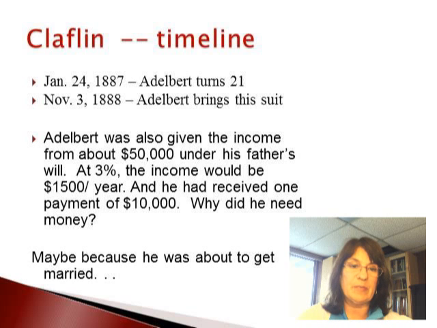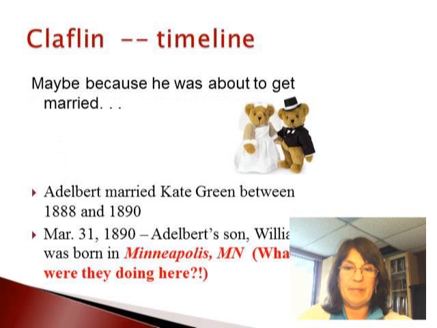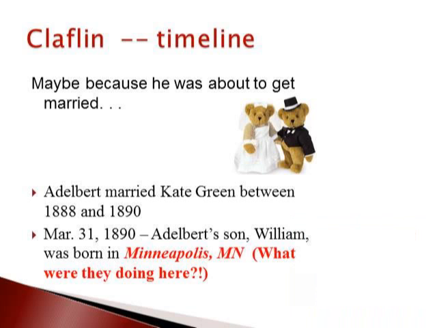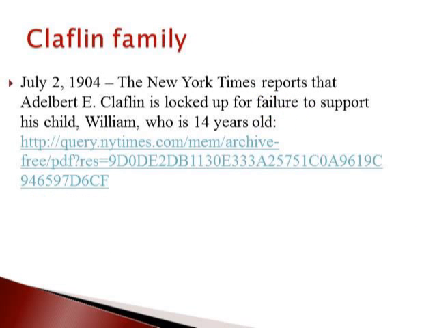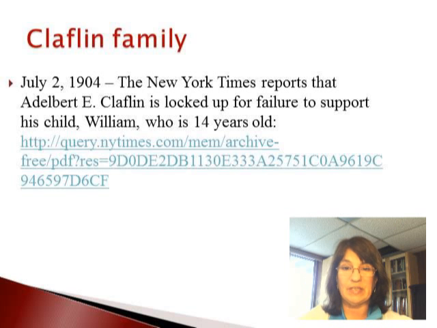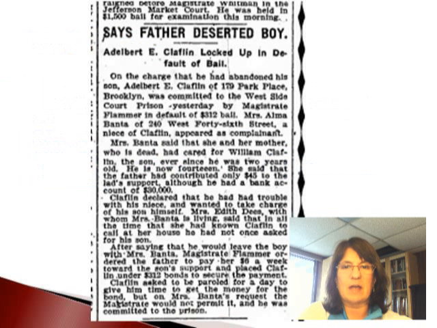Well, it turns out he was about to get married. He married a woman named Kate Green between 1888 and 1890, and they had a son, William, who was actually born in Minnesota. I have no idea why. But by the time William was 14, Adelbert was not apparently doing so well, and he gets locked up for not taking care of his son. And it's his own niece who had been taking care of William, and who wanted the court to lock him up.